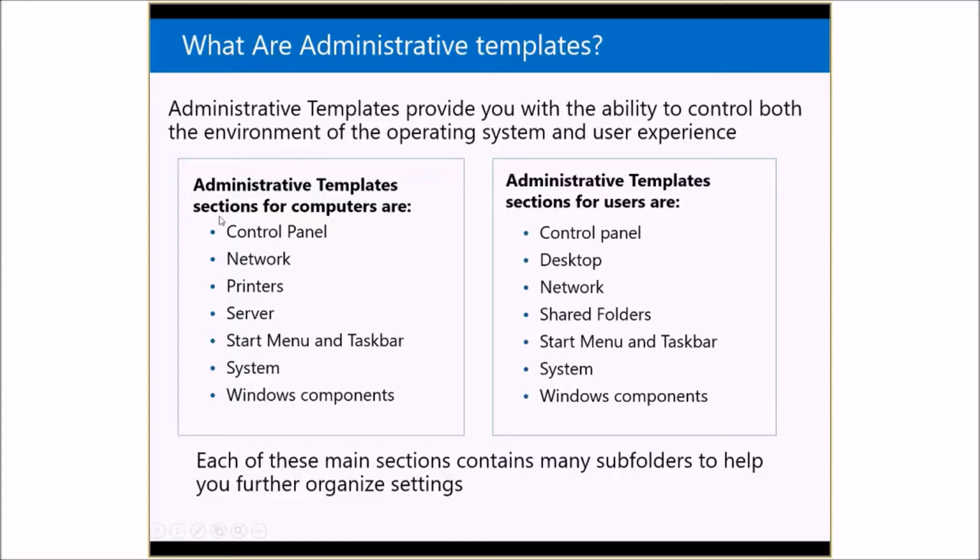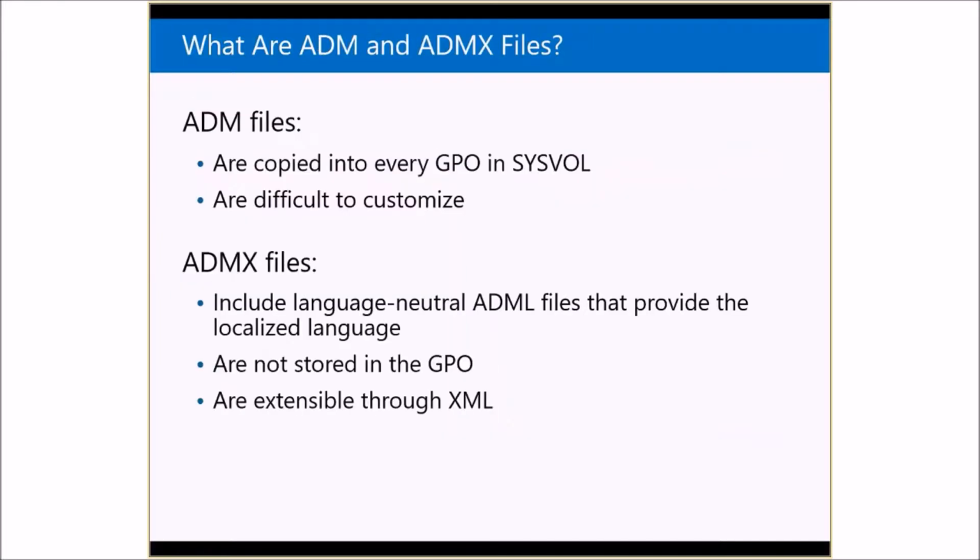So these are the different sections. Obviously, they relate to different settings that affect different parts of your Windows. And each of these main sections contains many, many subfolders to help you further organize your settings, literally thousands. What are ADM and ADMX files? ADM files are copied into every GPO from the SYSVOL and are difficult to customize. So basically they are there, and when you create a GPO, they are loaded from the SYSVOL so that you can then edit it.